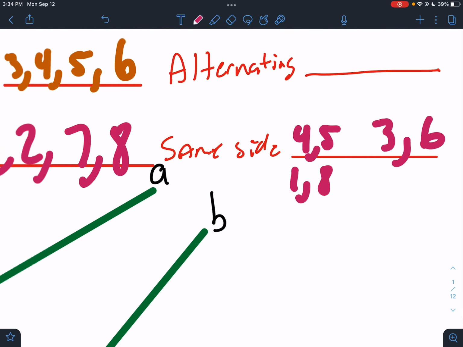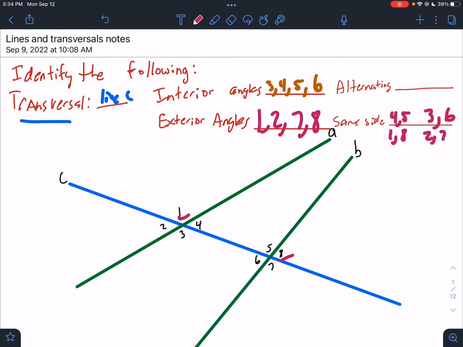And then lastly, 2 and 7 are on the same side. So we have same side. We have interior, we have exterior. One more little thing we have to know is called alternating. Well, if same side means you're on the same side of the transversal, then alternating means you switch sides.